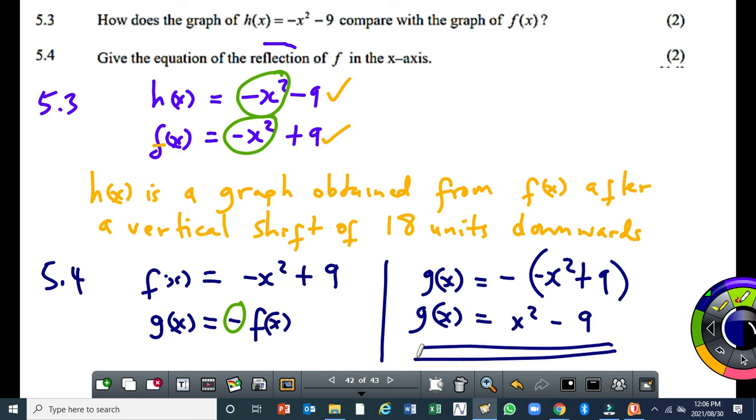Remember, when you did the trigonometric graphs, I spoke about reflection rules. So this is a reflection rule based on function notation.